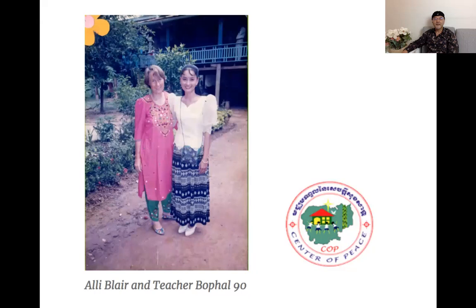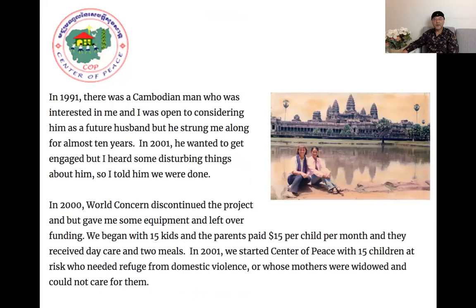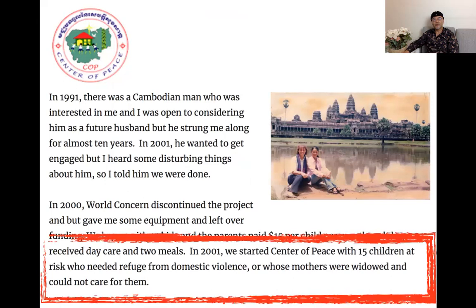And then in 2000, World Concern discontinued the project, but gave me some equipment and leftover funding. We began with 15 kids and the parents paid $15 per child per month, and they received daycare and two meals. In 2001, we started Center of Peace with 15 children at risk who needed refuge from domestic violence or whose mothers were widowed and could not care for them. So officially, Center of Peace began in 2001, okay?